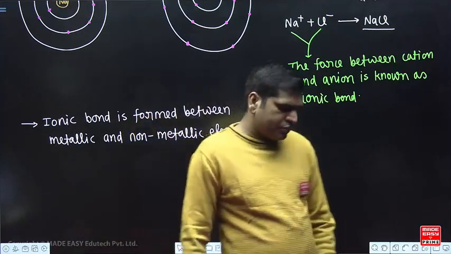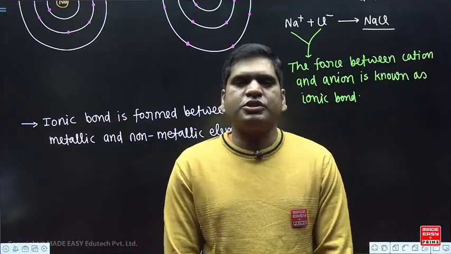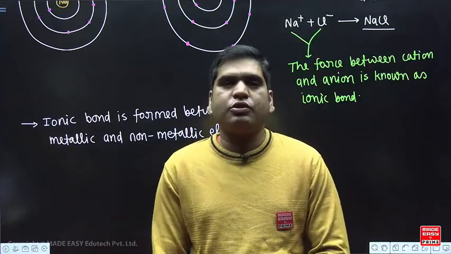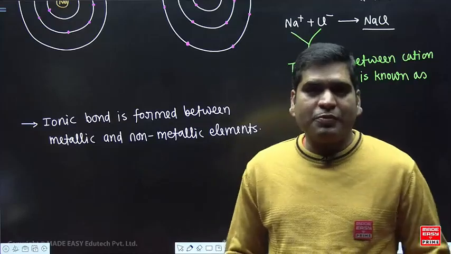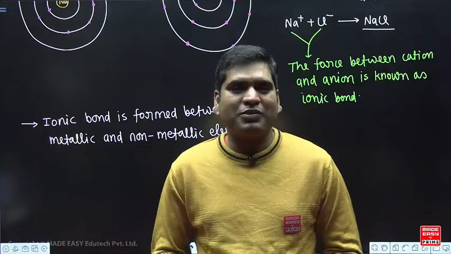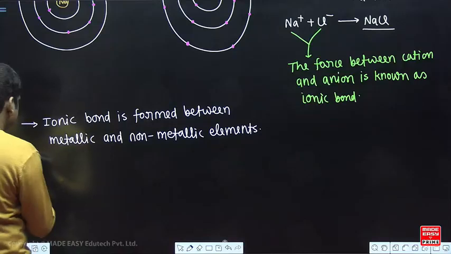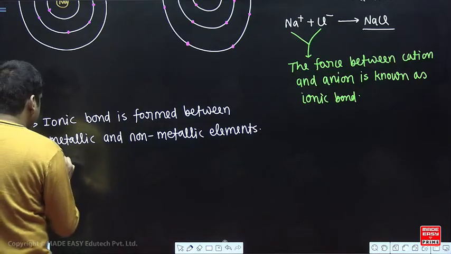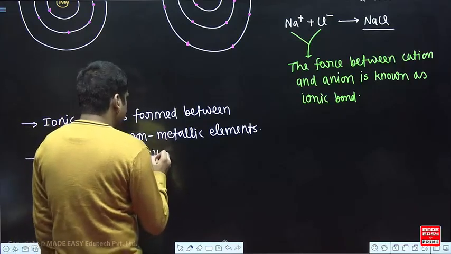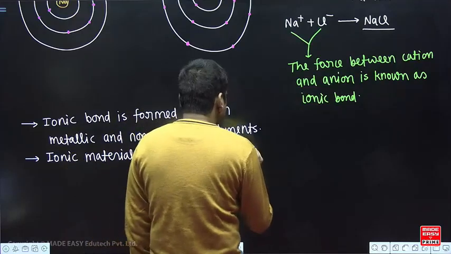Chemistry has two types of compounds. One which are carbon based compounds, they are known as organic compounds. But those which are not carbon based are known as inorganic compounds. Here we are making a compound with the help of metal and non-metal. So there is no contribution of carbon. It means it is an inorganic compound. So these are inorganic materials. Ionic materials are inorganic compounds.